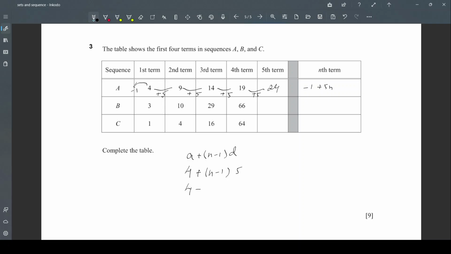So 4 plus 5n minus 5. See, I'll get the same answer: 5 minus 5 plus 4 is minus 1 plus 5n. So the same thing, right? Most of the students remember this formula, so I just taught you the formula, because sometimes you get the negative values wrong, so it's better to use the formula.